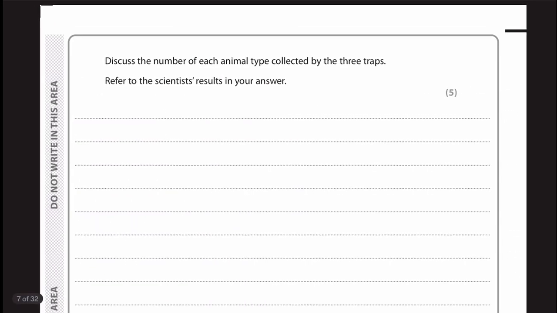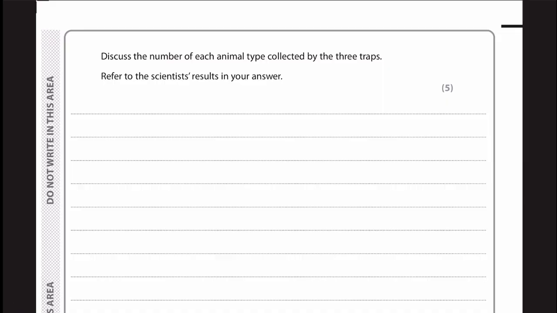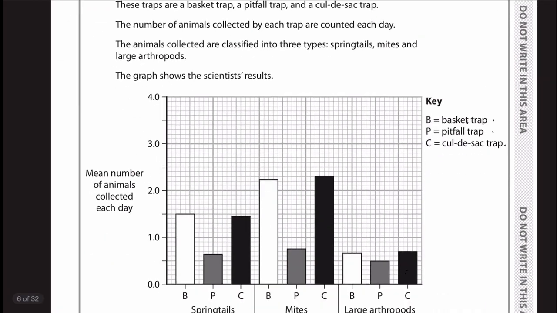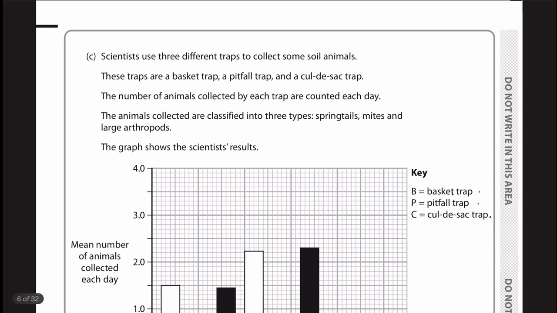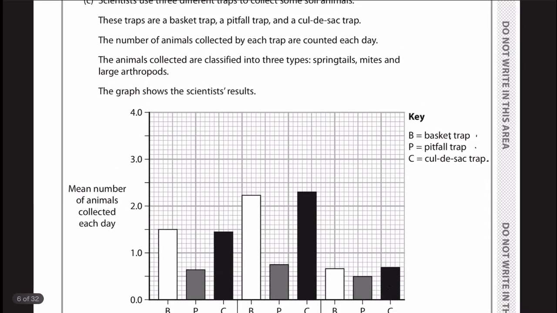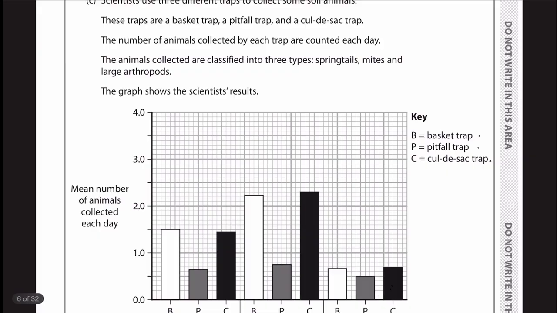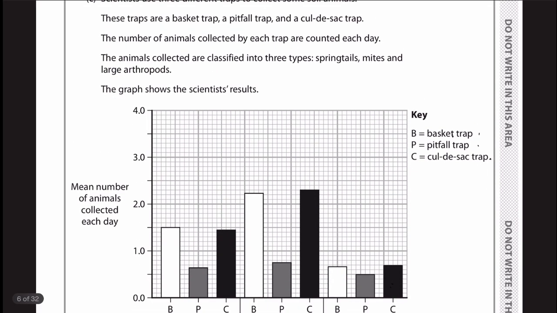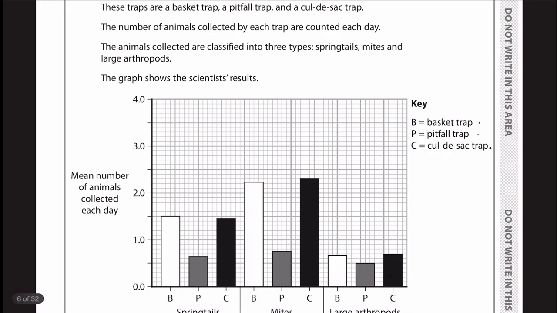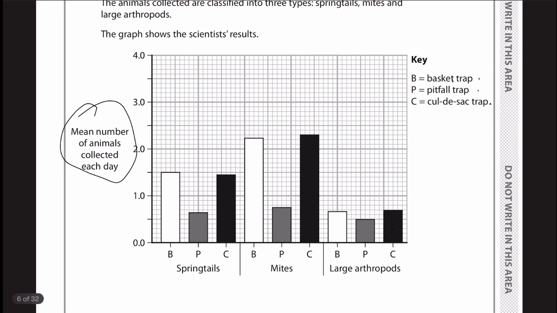This question is very intimidating because it's such a high marker that is quite broad, and you might be hard pressed to decide what aspect to talk about, because there's many different things in this graph. We have 3 different types of traps, 3 different types of animals, and we have this unit here of mean number of animals collected each day, so it's confusing, right?